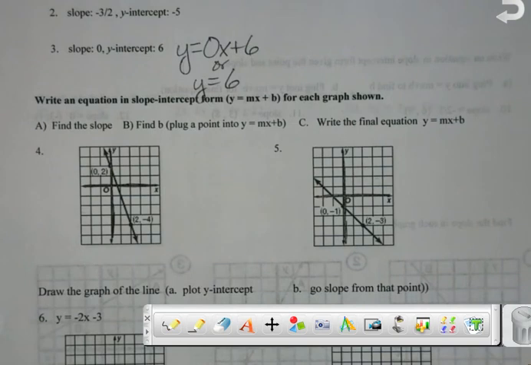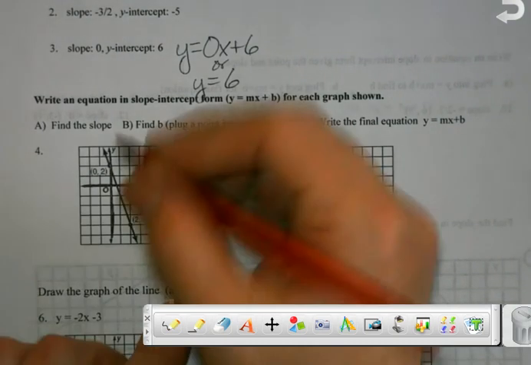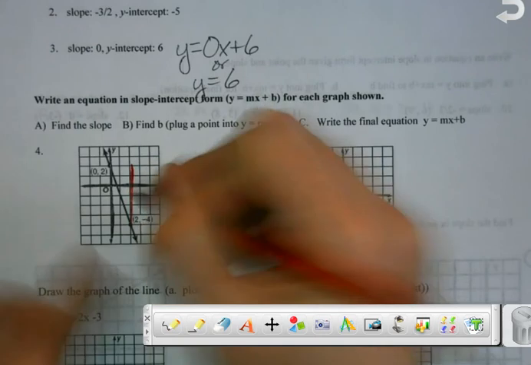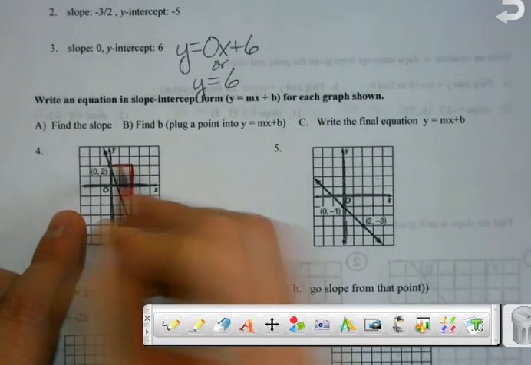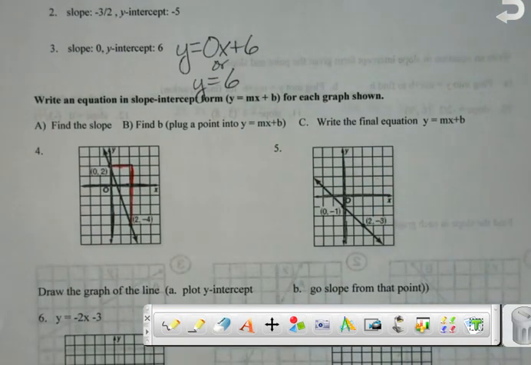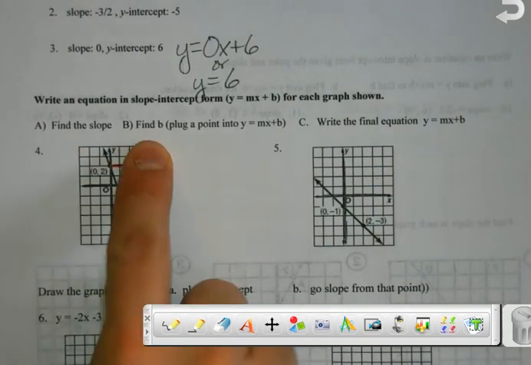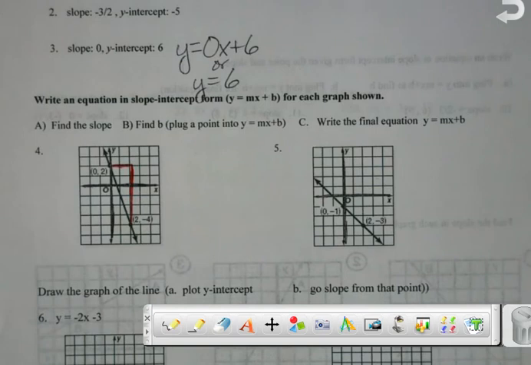So for 4, it says, A, we need to find the slope. If I find the slope, I need to figure out how far it is to get from one point to the other. Depending on which way you went, some of you may have gone down and right. I chose to go up and left. You'll get the same answer at the end.